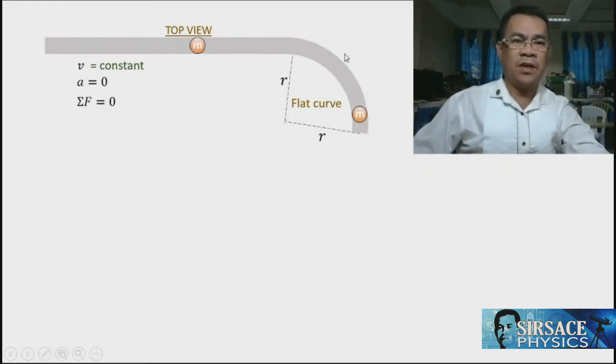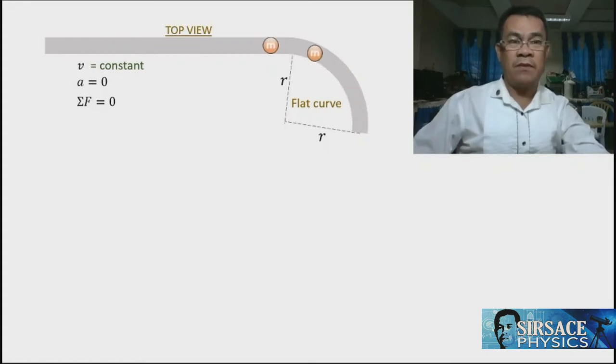Why? Because you tend to move away from the circle. You can notice that when you are riding a car and the car turns to the right, for example, you actually feel like you are moving in the opposite direction.